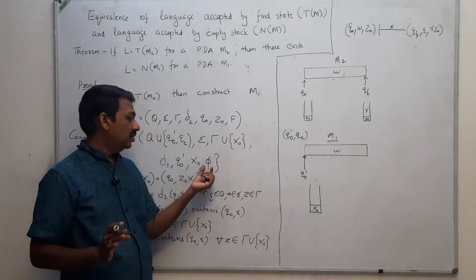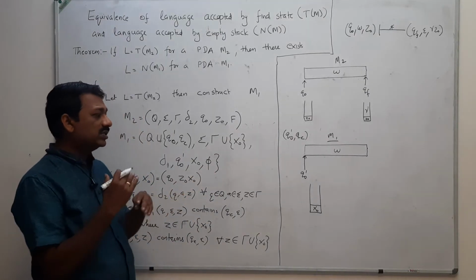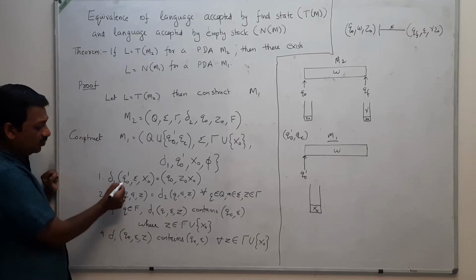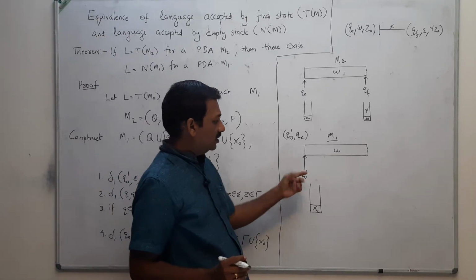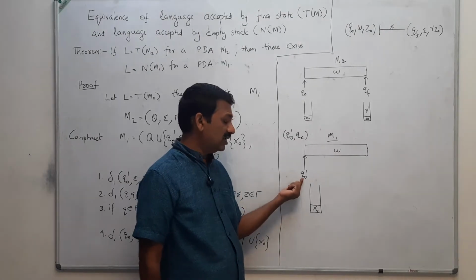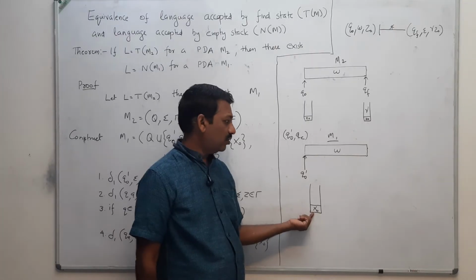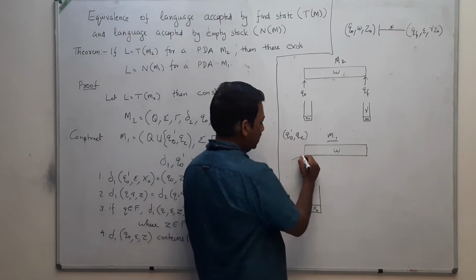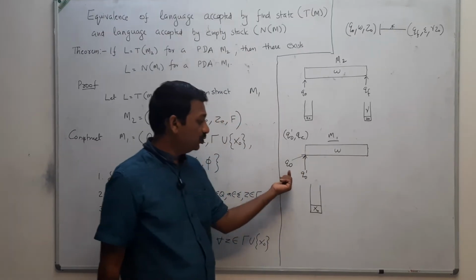That means that's why here I am having 5. So how this simulation is done, that we are going to discuss. That means delta 1 of Q0 dash, epsilon, x0. That means if the current state is Q0 dash, and the current top of the stack is x0, without reading any input, this will switch to Q0. That means at this point itself it will move to Q0.